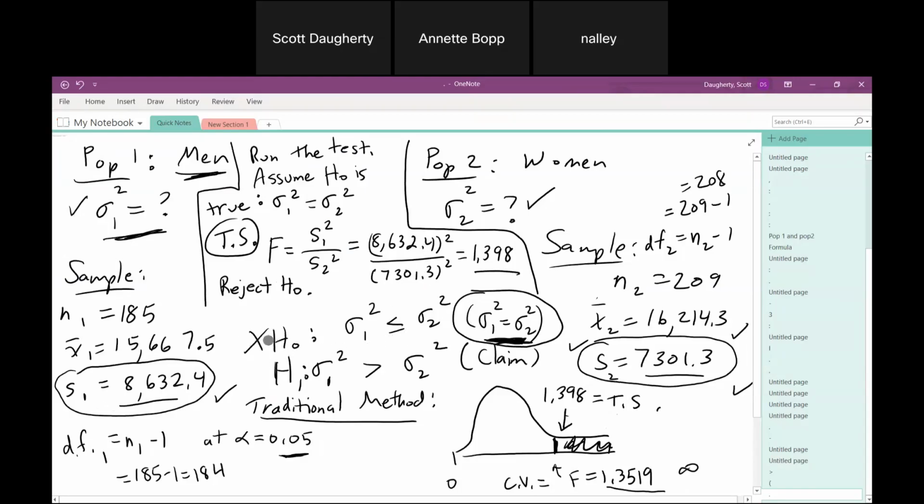You have to follow this up. After you decide whether you reject the null or favor the null, then you have to decide what that says about the claim. In this case, that would support the alternative hypothesis if you reject this one. If you reject this, you're supporting the alternative, which is supporting the claim. So yes, there's evidence to support the claim.